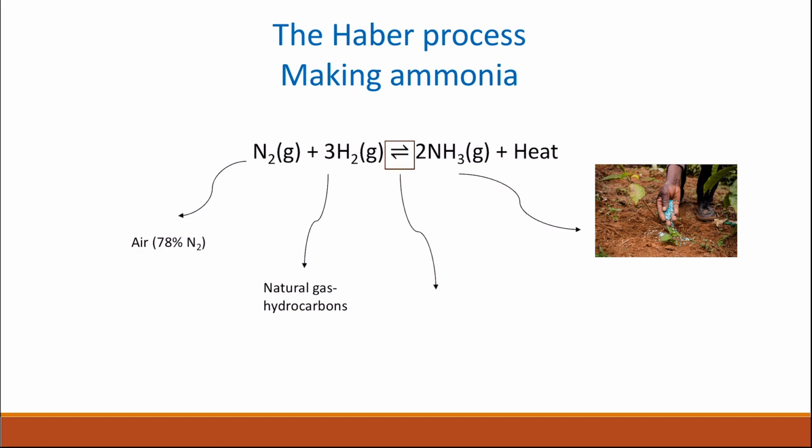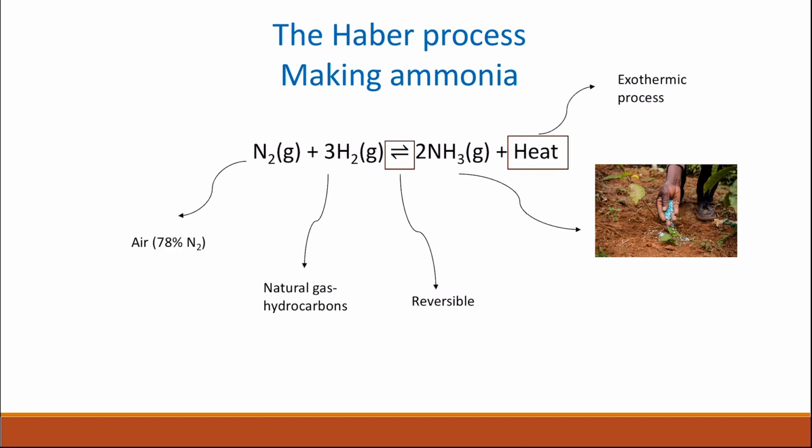In this process, it's important to notice that this is a reversible reaction where the product, which is ammonia, will dissociate back to give you the nitrogen and hydrogen. Also, as it produces heat, that means the forward reaction is an exothermic reaction, and that means also that the reversible reaction is an endothermic reaction.